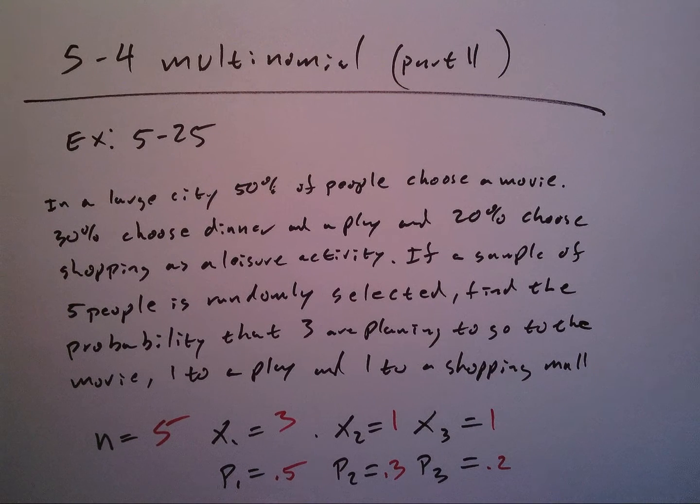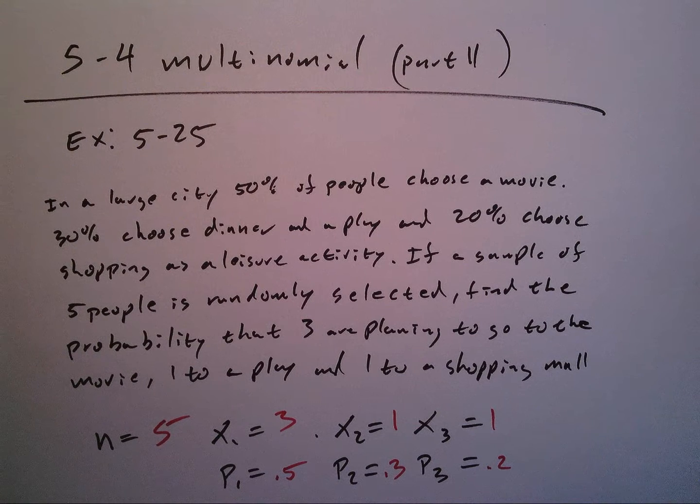Now, make sure that your probabilities add up to be 1. If they don't add up to be 1, then you may have to reword the problem to figure out if there was a 4th type you didn't know about. Double check the counts. 3 plus 1 plus 1 is equal to the total, which is 5. Alright, once you have that done, now we need to plug it into the calculator.